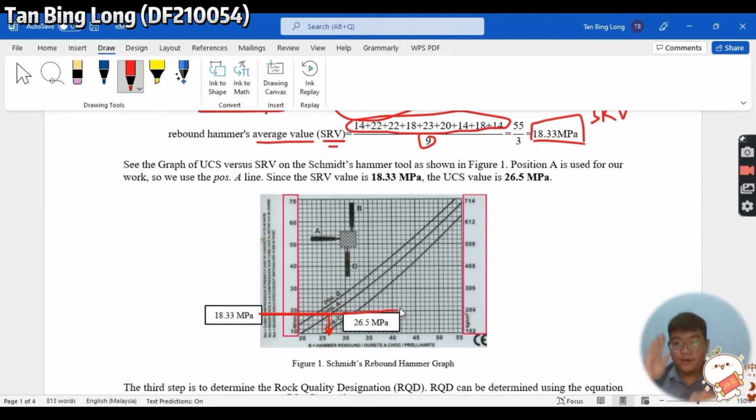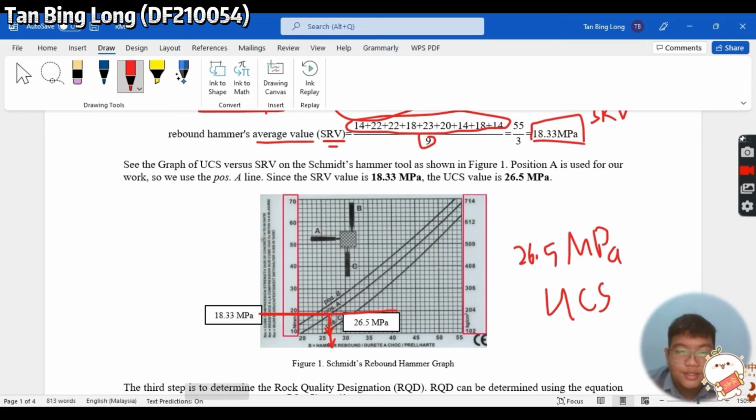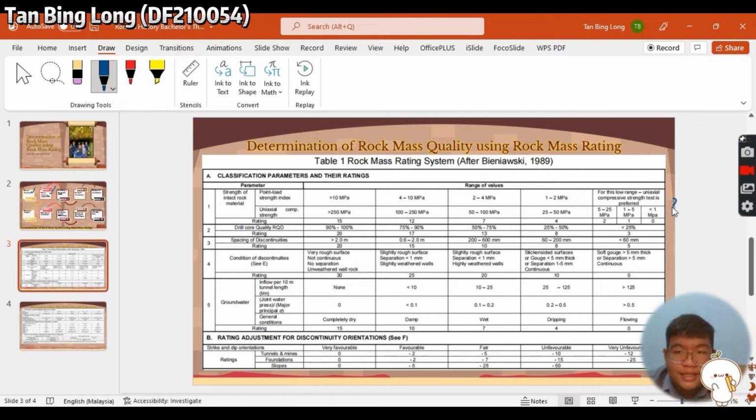And the position that we use is point A, which is here, the rock wall, and then we use the rebound hammer in this direction. So after position A, we draw a line down. Then we will get 26.5 megapascal of uniaxial compressive strength, UCS. So we can look at Table 1 here. The 26.5 megapascal UCS is at a rating of 4, which is here.